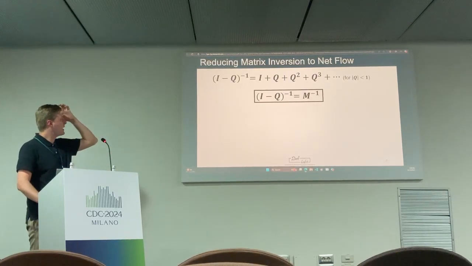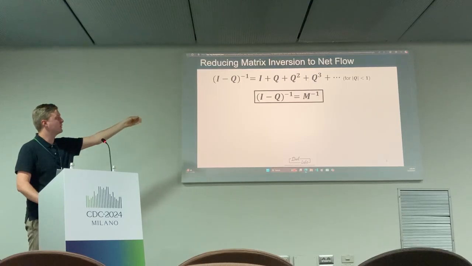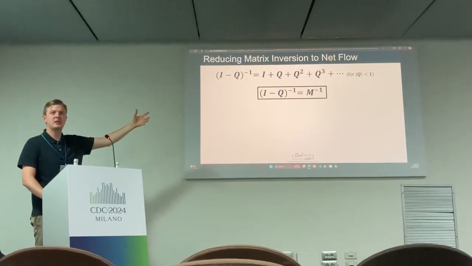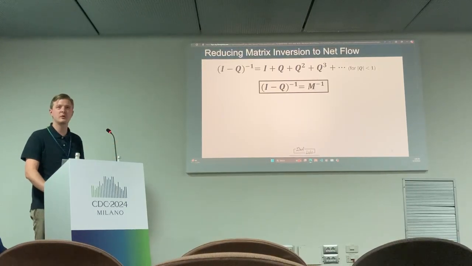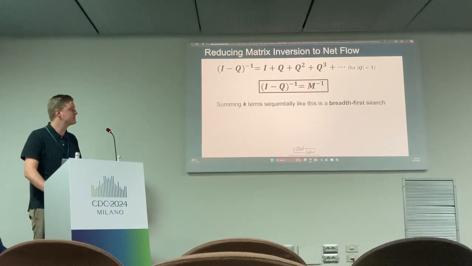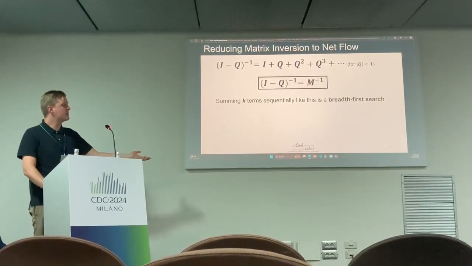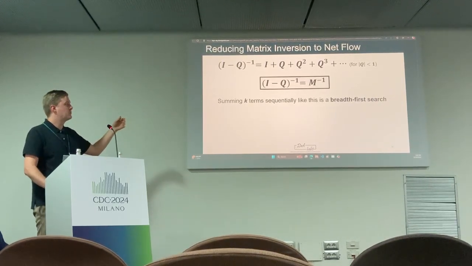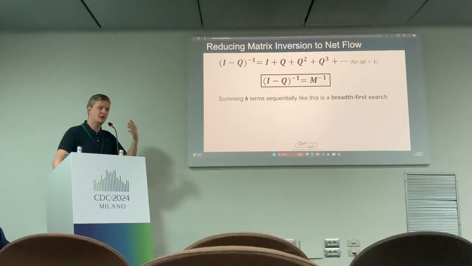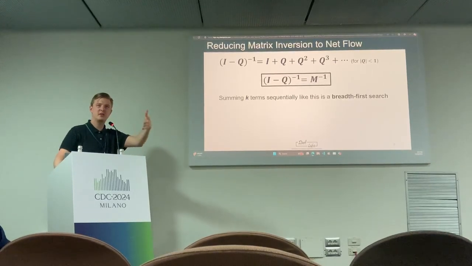So this will give us this power series, which for sufficiently small norm Q converges to this expression, which is the inverse of the matrix that we want to analyze. Summing the terms sequentially with path length 0, 1, 2, etc., this discovers these flow paths in sort of a breadth first search.